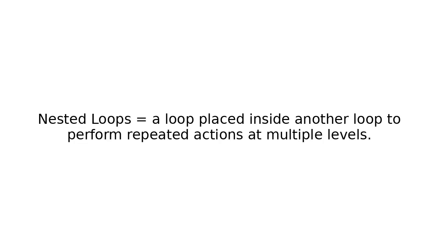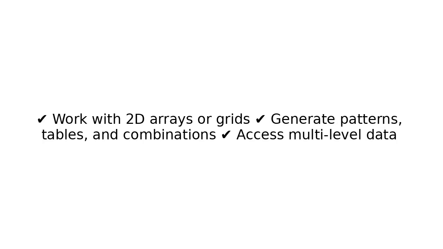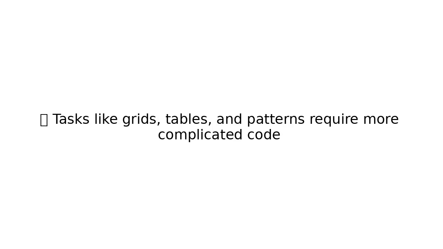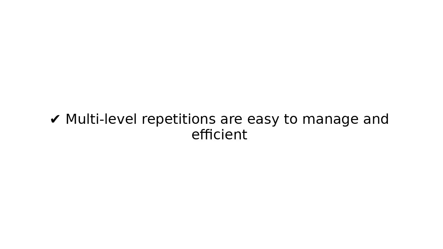Simple definition. A nested loop is a loop placed inside another loop to perform repeated actions at multiple levels. Final summary. Nested loops allow programmers to work with 2D arrays or grids, generate patterns, tables, and combinations, and access multi-level data. Without nested loops, tasks like grids, tables, and patterns require more complicated code. With nested loops, multi-level repetitions are easy to manage and efficient.